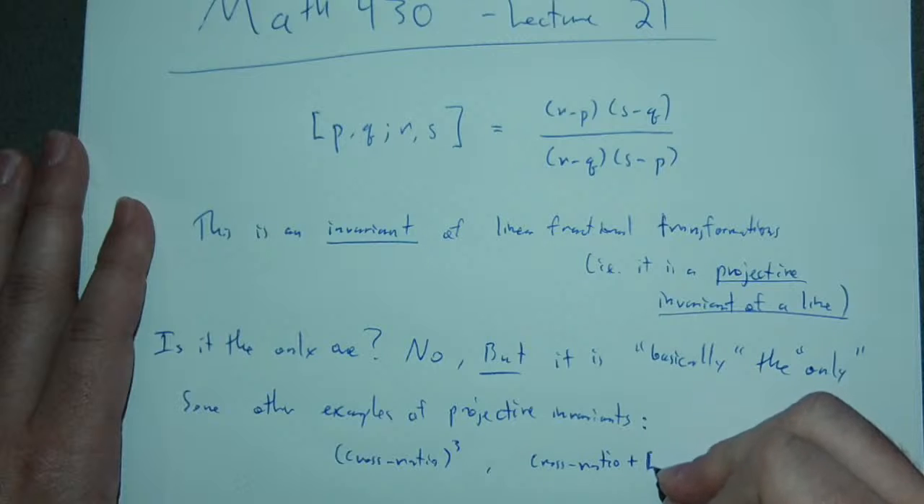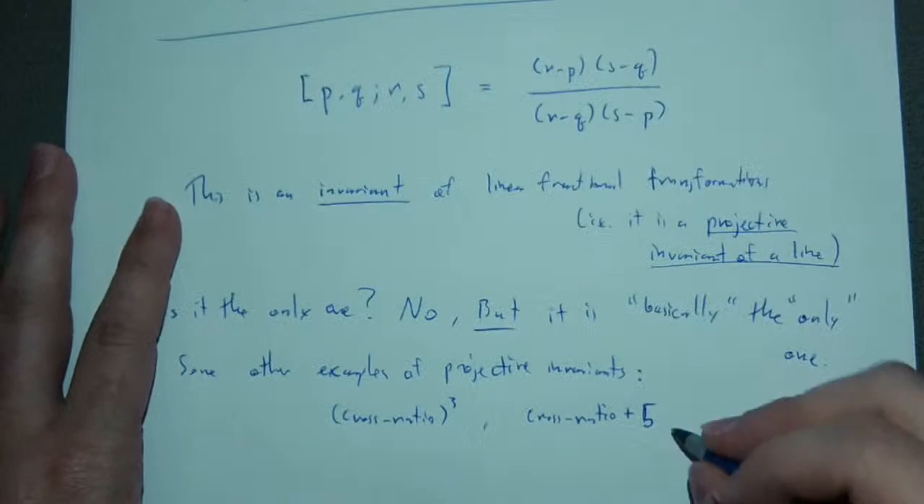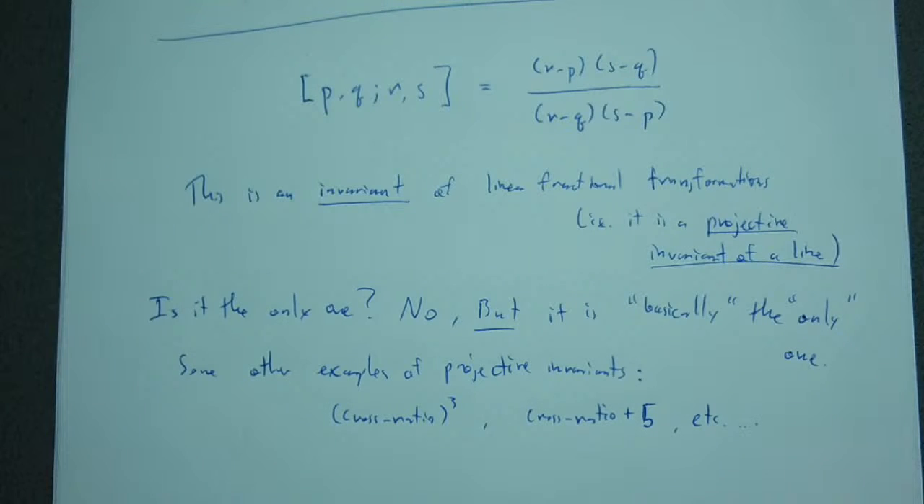I wrote plus 1 because that's what the textbook wrote, but I said plus 5, so we'll do plus 5 here. And so on. I am begging the question here of, well, what I'm implying is that cross ratio cubed is definitely different than the cross ratio itself. Cross ratio plus 5 is definitely different. But both of these, of course, involve the cross ratio, and it's like you had a function and you stuck the cross ratio in it. So, in fact, that is the case.